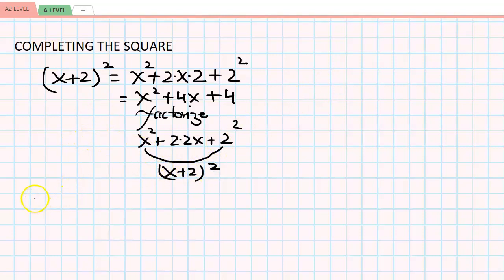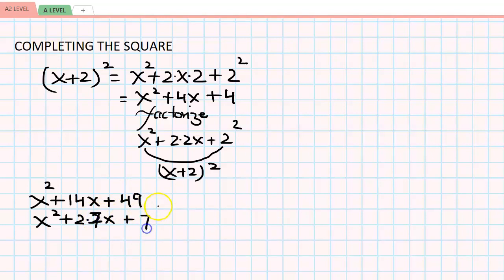Another example is if the question is x square plus 14x plus 49. You can write this as x square plus 2 multiply x multiply 7, plus 7 square. So you just have to write this as (x + 7) square.